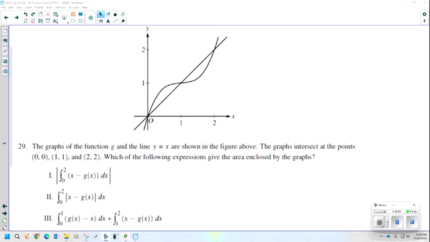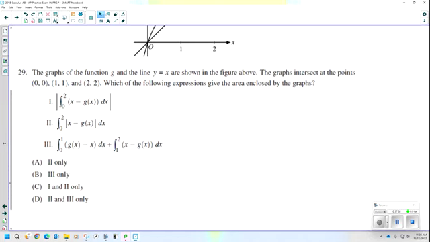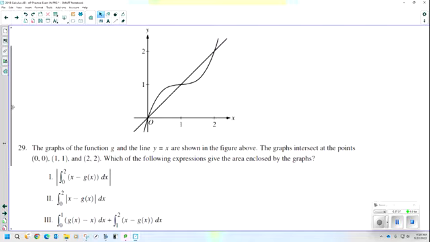2 more problems, 29 and 30. 29 doesn't say this, but I love that there's a picture of a graph. 29 reads, the graphs of the functions g and the line y equals x are shown in the figure above. The graphs intersect at the points (0, 0), (1, 1), and (2, 2). Which of the following expressions give the area enclosed by the graphs? We have these 3 options. And if I scroll down a little bit further, it's either only 2, only 3, 1 and 2, or 2 and 3. All right? So let's start to analyze this graph based on the information they gave us.